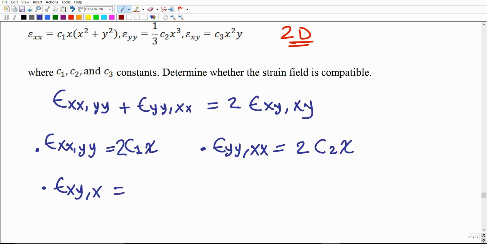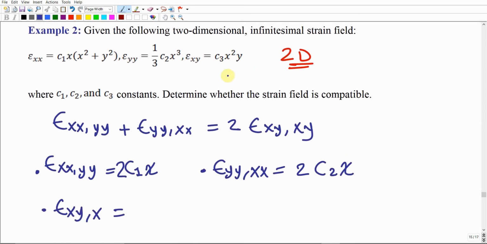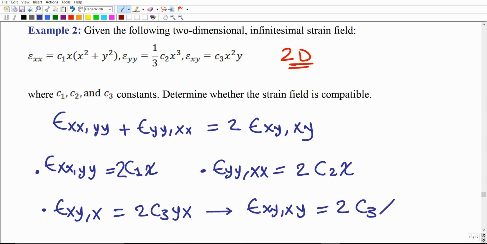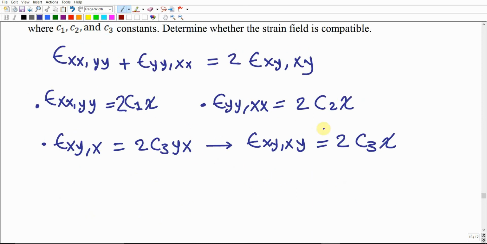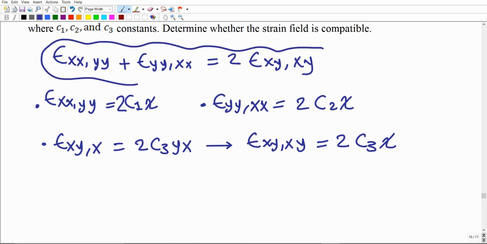How about epsilon xy with respect to x, then with respect to y? So let us find it with respect to x first. The epsilon xy with respect to x gives us 2 c3y x, right? And then for epsilon xy comma xy, we're going to differentiate one more time with respect to y. This is going to give us 2c3x. Make sense?